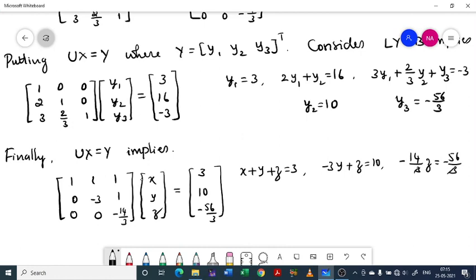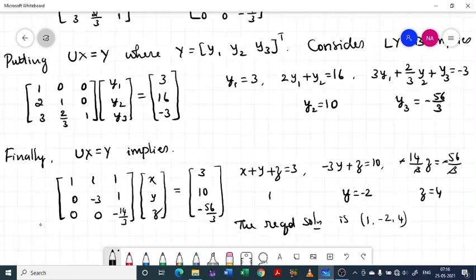So 3 gets cancelled, minus gets cancelled, z equal to 56 by 14, so we get z equal to 4. Substituting that here, you get y equal to minus 2. Substituting those two values here, you get x equal to 1. So the required solution is 1, minus 2, 4. That is the required solution. So we solved two problems.